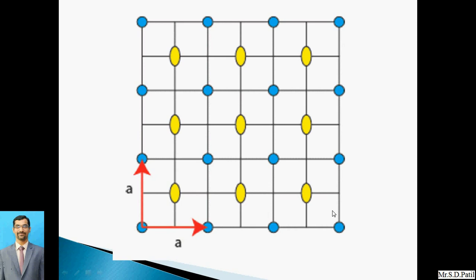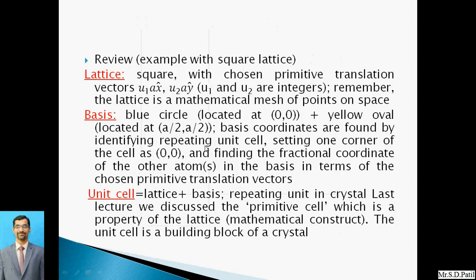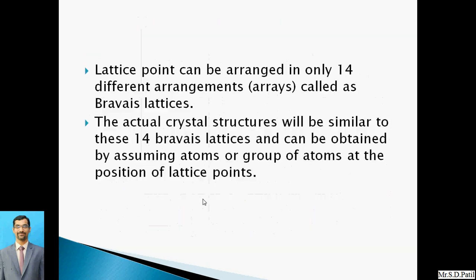So this structure will be called the basis and the directional arrangement will be called the lattice. Now what is the meaning of unit cell? This will be a unit cell. When we add the basis and the lattice, the unit cell is formed. So the unit cell is the lattice plus basis, the repeating unit in the crystal. In the last lecture we discussed the primitive cell, which is a property of the lattice. This is the mathematical construction of this part.